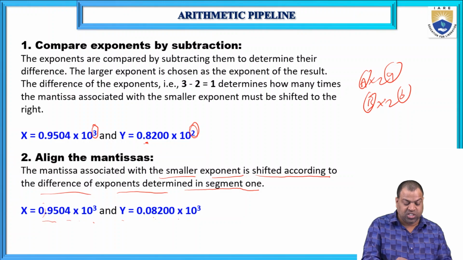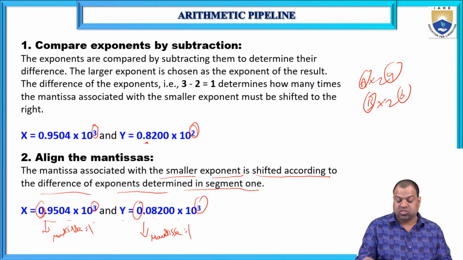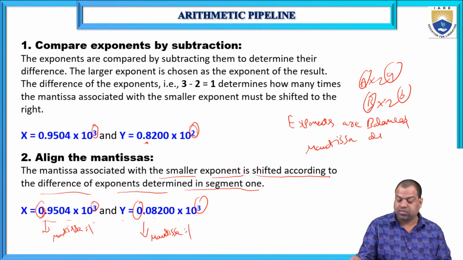So what is the mantissa digit here? Mantissa equal to 1. Here also mantissa equal to 1. Here exponent 3, exponent 2. But here exponent 3, exponent 3. So are we balanced? Yes, exponents balanced and mantissa aligned. So exponents are balanced. Mantissa is aligned as 1 digit.